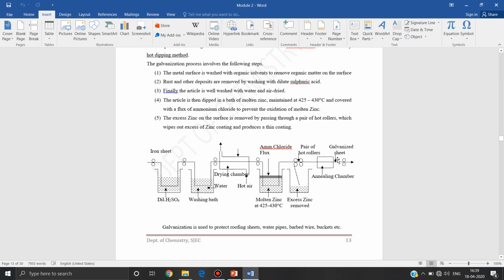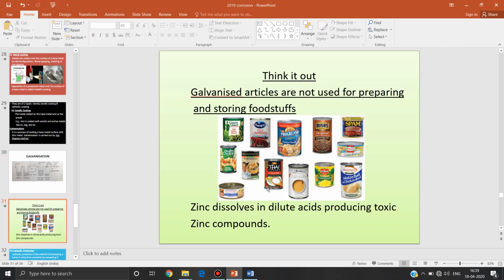So this is nothing but the galvanization process. These are the steps involved in the galvanization process, very important. With the diagram you have to explain. These are the examples of galvanized articles.